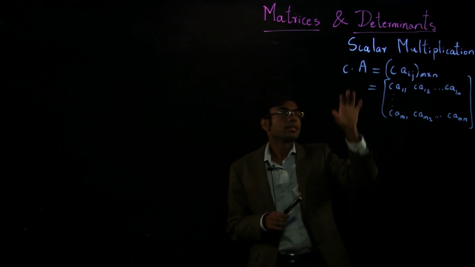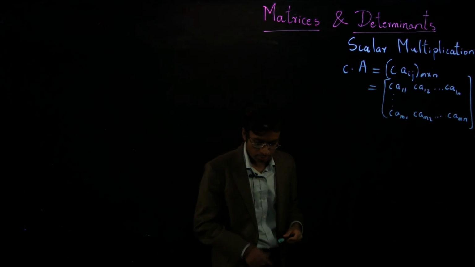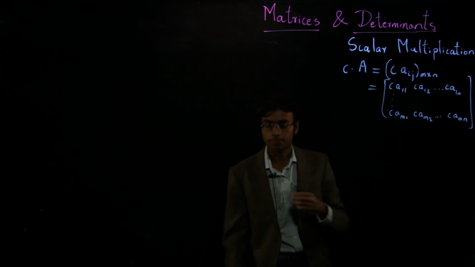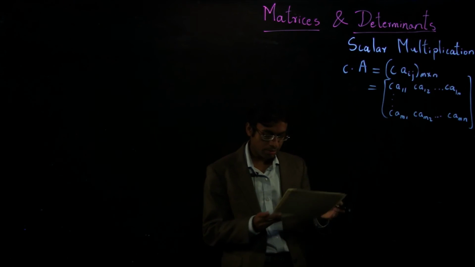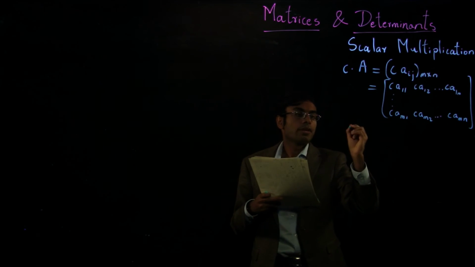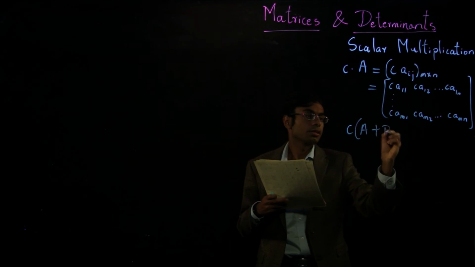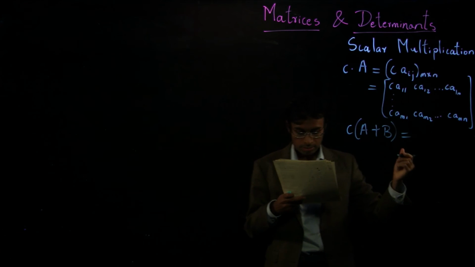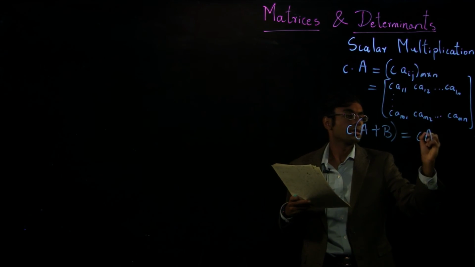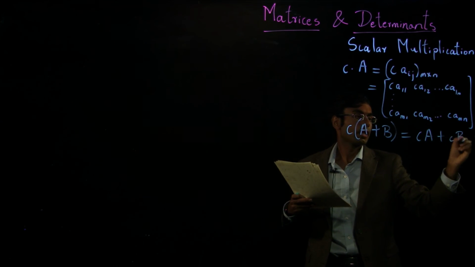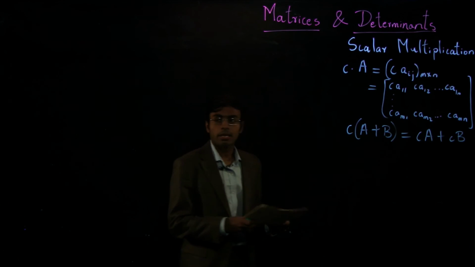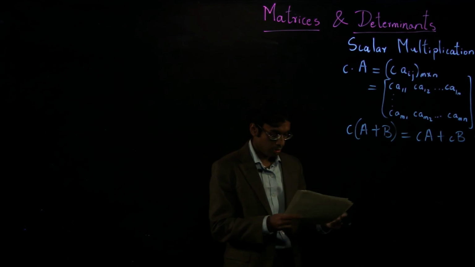And again, scalar multiplication follows similar properties to the properties we discussed for addition and subtraction. So if you have two matrices A and B which you can add, then C times (A plus B) is CA plus CB, as you would normally expect for any kind of scalar operation.